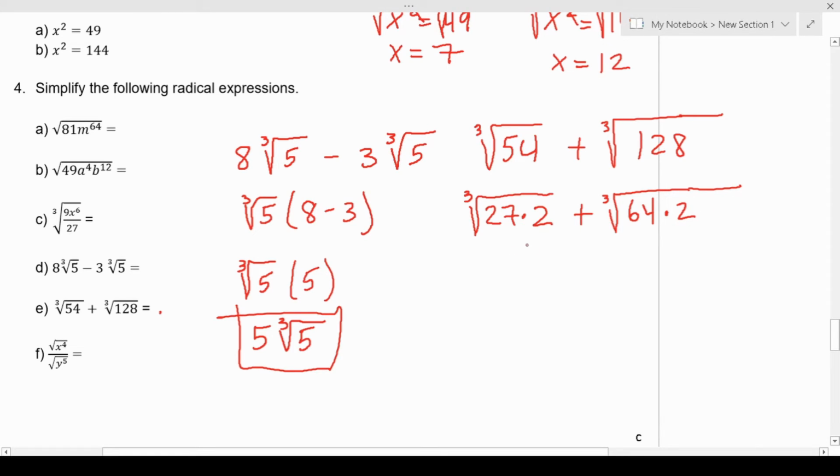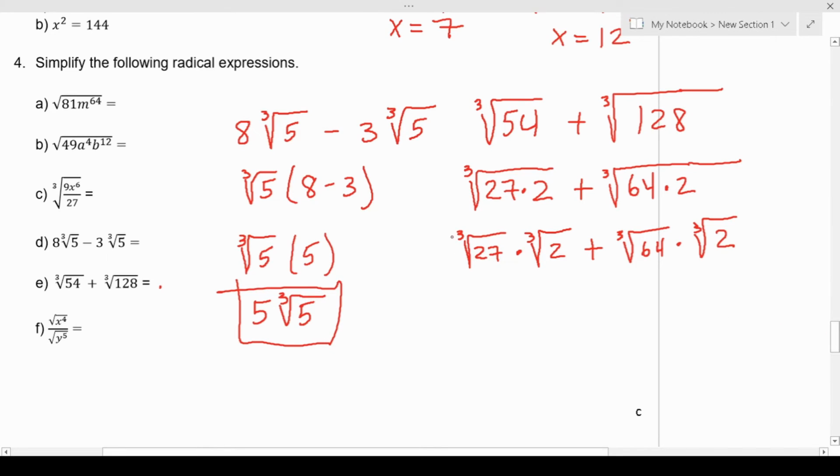And let's go ahead and use the first law of radicals to break this down even further. This becomes the cube root of 27 times the cube root of 2, plus the cube root of 64 times, again, the cube root of 2. Should be obvious that the cube root of 27 is going to be 3. So this is 3 times the cube root.